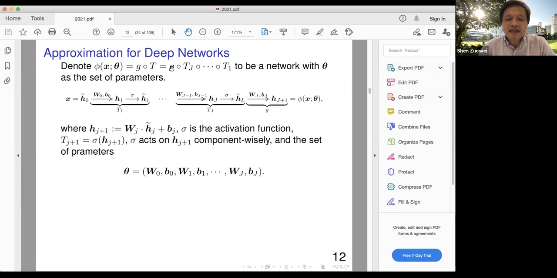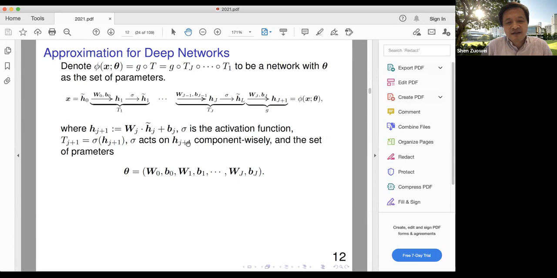First of all, an affine map. You have an affine map, where W is a matrix and b_j is a vector. Then you follow with some nonlinear activation function. The activation function applied to the vector is component-wise. So the key here is that your W and your b are parameters. The learning is learning these parameters. So you have a big set of parameters. Machine learning is to learn this set of parameters.